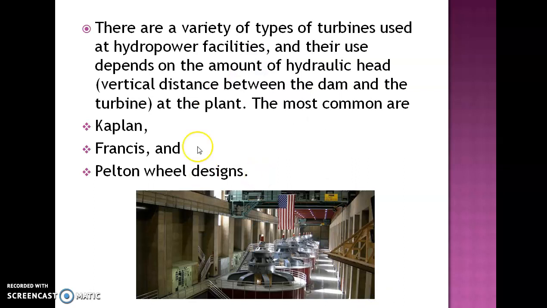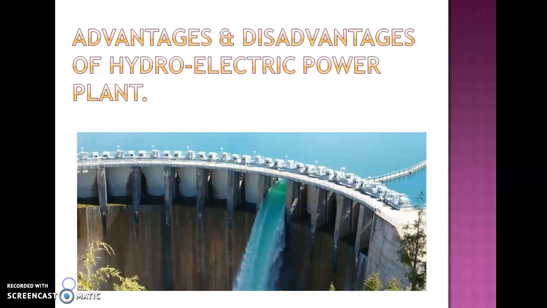So these are the various types of turbines: Kaplan turbine, Francis, the Pelton wheel. These are the different types of turbines which are used in the working of this hydroelectric power plant.